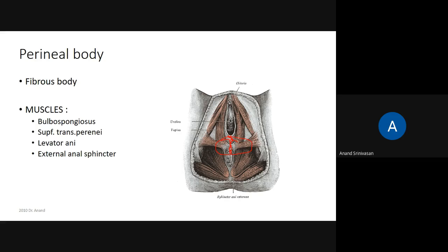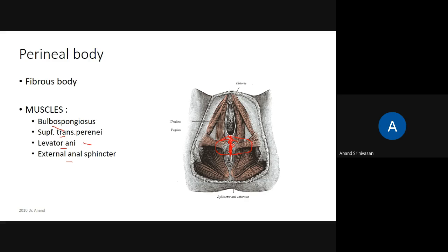Okay, you can see that it is involving the perineal body. And when the perineal body is involved, sometimes even the external anal sphincter is involved. If the perineal body is injured, these muscles can be injured: bulbospongiosus, superficial transverse perineum, levator ani, and external anal sphincter.